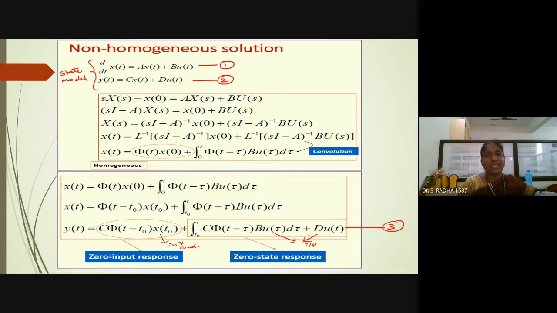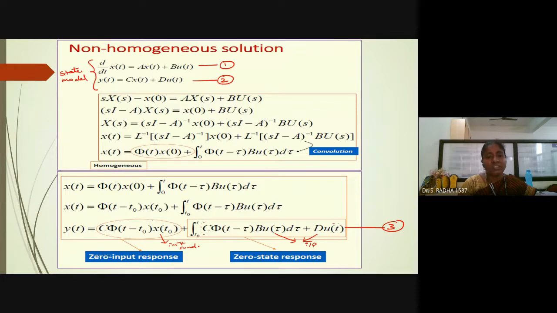Equation 3 is the final equation after some background derivations. If the input is 0, only the first term will remain. Here you have integration in the second term. Only the first term remaining means zero input response. If initial conditions are 0, the first term is completely 0. In that case, only the second term will remain, so it is called zero state response.